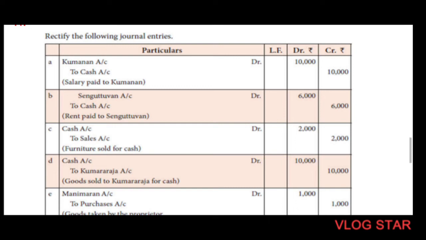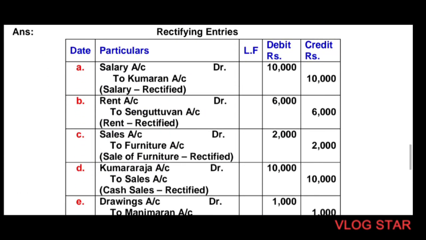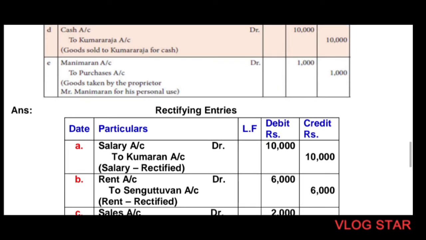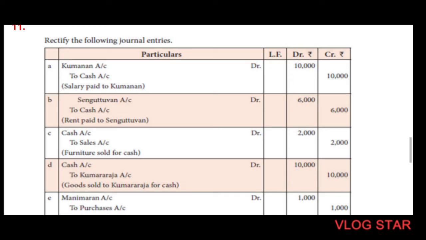Next one, 11th question. Rectify the following journal entry. See, Kumaran account debit to cash account 10,000. Salary paid to Kumaran. This entry is given wrong, we have to rectify it. So a simple way to rectify. Salary paid to Kumaran. Normally, what is the answer? Salary to cash. But what we did in the question, instead of salary we debited Kumaran. So now what we have to write? Salary we have to debit, and Kumaran, which is wrongly written in the debit side, we have to write in the credit side. So the answer is, see down, salary account debit to Kumaran account 10,000. Salary rectified. Next one.